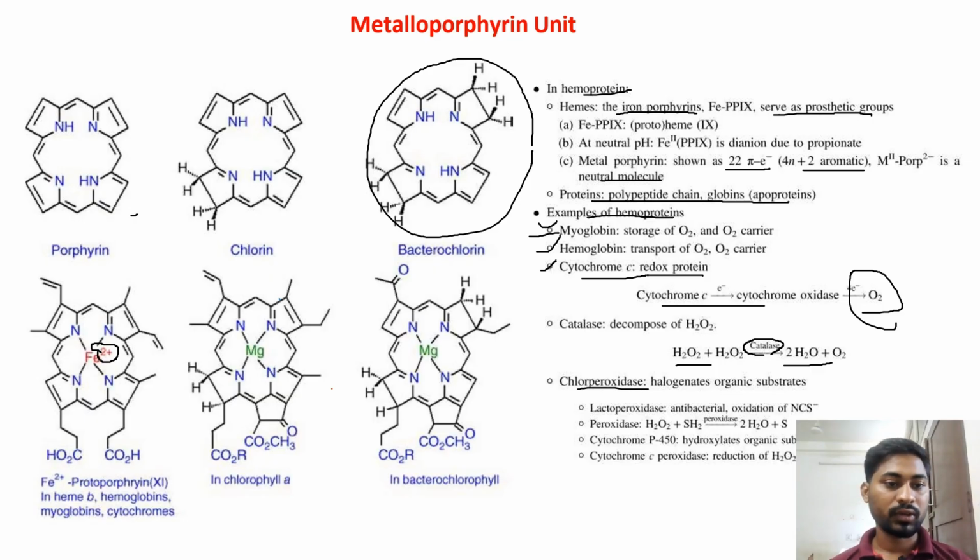This is a porphyrin ring. This is a chlorin, and this is a bacteriochlorin. This is a heme, which is called hemoglobin. This is magnesium chlorophyll A, and this is a bacteriochlorophyll. This is also present in liver cells.